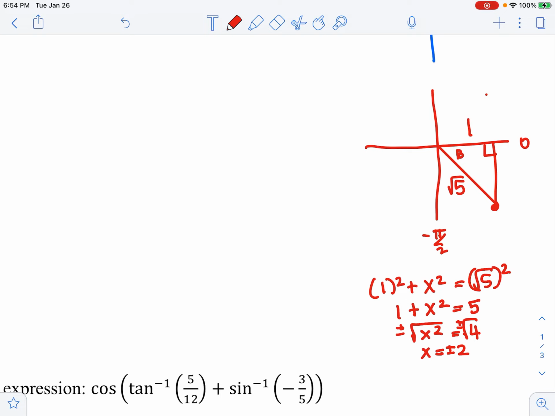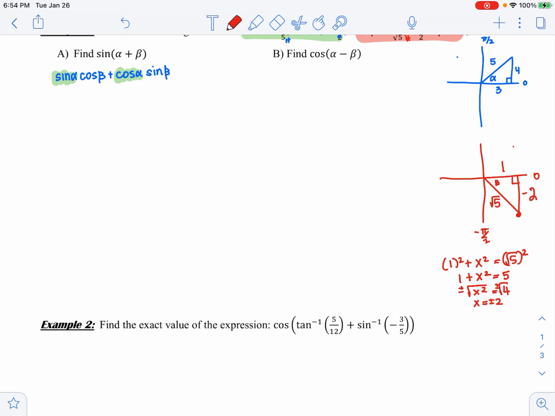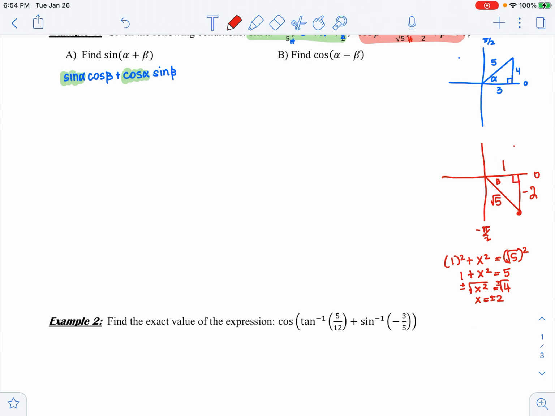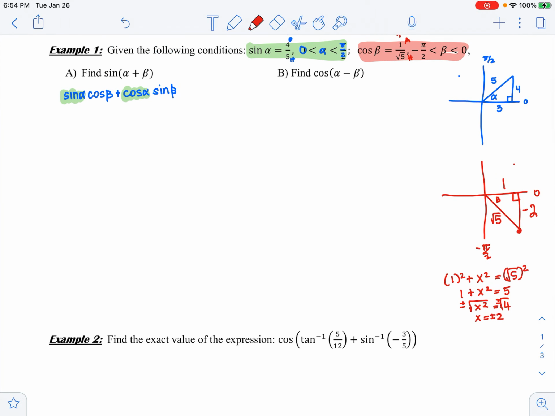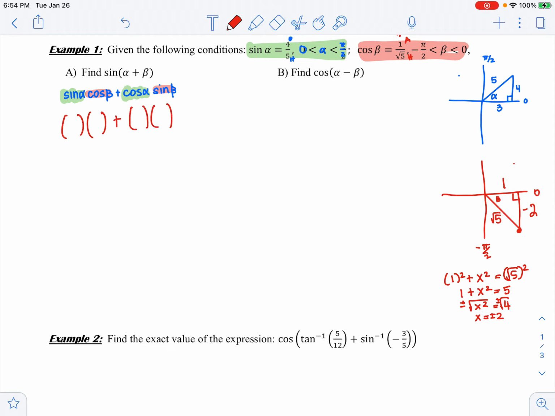Since this is down, we're looking at this point right here. This is right and down, so it's a negative 2. We've done this before, so this shouldn't be anything new to you. Now we're going to use that triangle to get cosine and sine here. All right, so now I'm ready to go, filling in 1, 2, plus 1, 2.